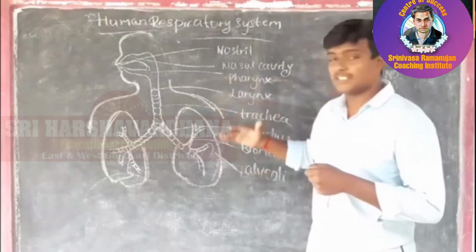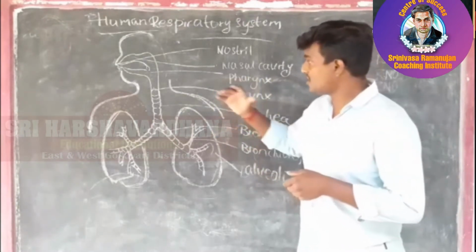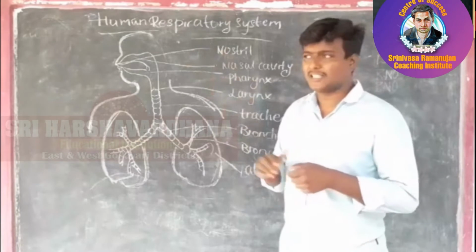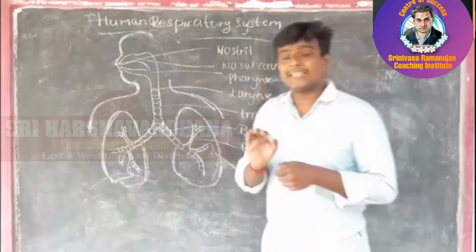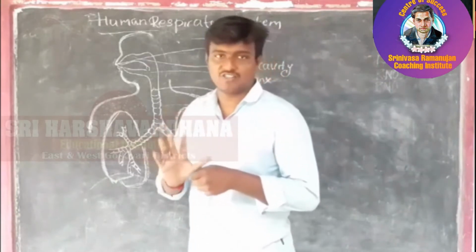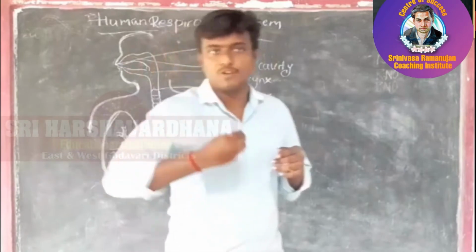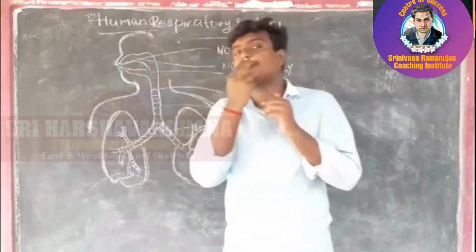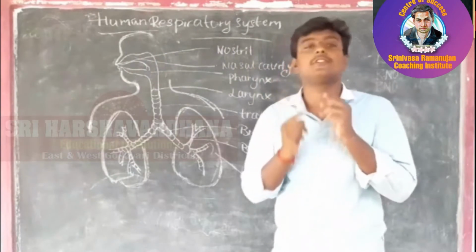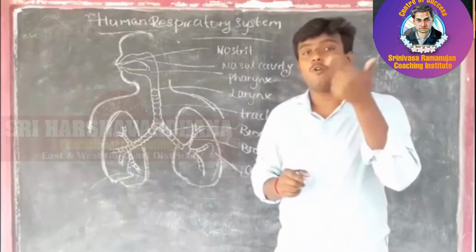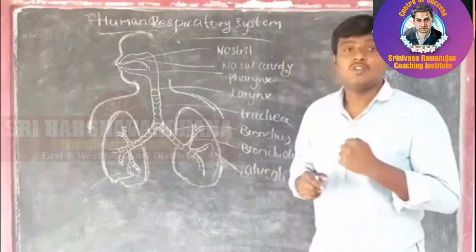So what organs are present in the human respiratory system? We have to discuss them one by one now. The first in the human respiratory system is the nostril. Here I wrote nostril, but the nostril is not actually an organ. Your nose helps in the breathing process. In front of your nose we can see two pores, two holes, and we call them nostrils.